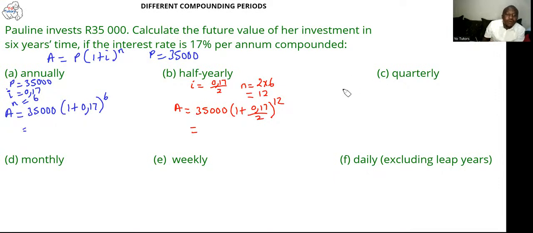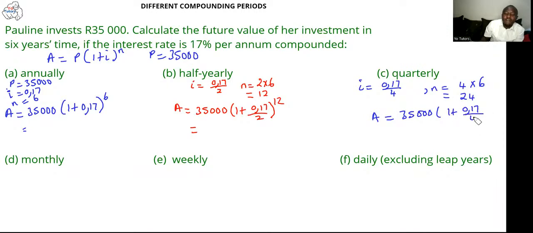It's quarterly. So our I in this case is 0.17 over 4. What about our n? Our n is going to be equal to 4 because it's 4 times a year, times the number of years, which is 6. So it's going to be equal to 24. So it's 24 times. So how do we get our A here? A is going to be equal to 35,000 in bracket 1 plus 0.17 over 4 to the power of 24. Okay, now then we can get our answer there. Let's do the calculations there.